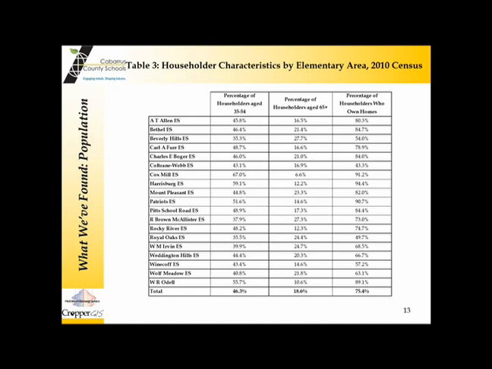Okay, percent of homeowners 35 to 54. These are the ones with kids in school. For Wayne, it's about 37% and dropping.